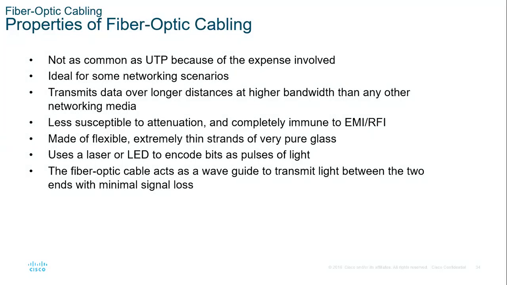Properties of fiber optic cabling: not as common as UTP because of the expense involved, but ideal for some networking scenarios. It transmits data over longer distances at higher bandwidth than any other networking media, is less susceptible to attenuation, and is completely immune to EMI or RFI. It is made of flexible, extremely thin strands of very pure glass and uses a laser or LED to encode bits as pulses of light. The fiber optic cable acts as a waveguide to transmit light between the two ends with minimal signal loss.